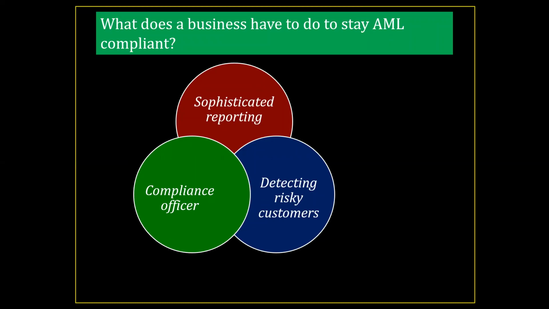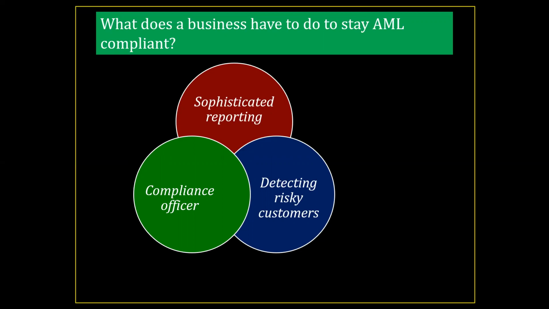All anti-money laundering programs are aimed at the revelation of fraud, money laundering, tax evasion, and terrorist financing within a company. These goals can be achieved through the three most important must-dos: sophisticated reporting, detecting risky customers, and a compliance officer.